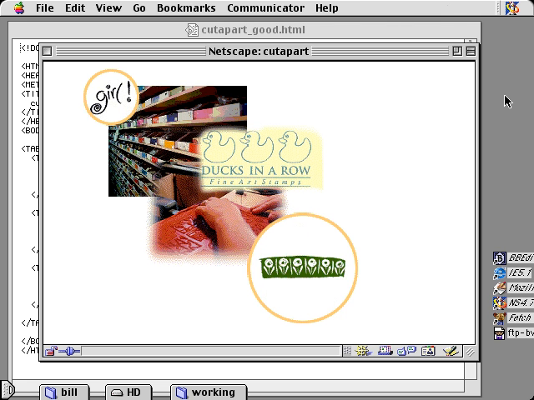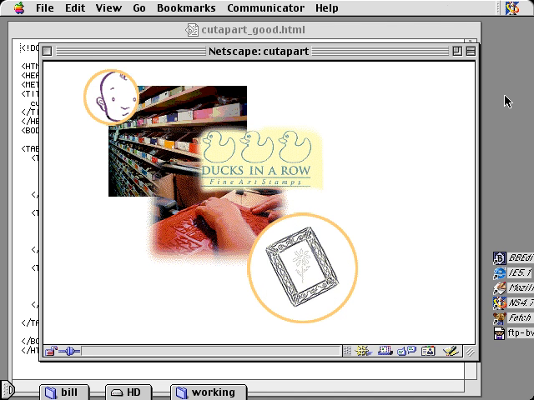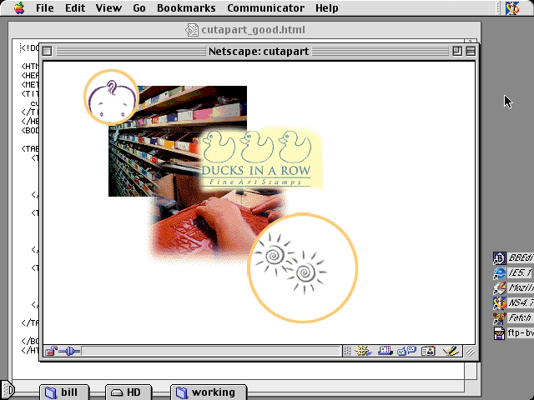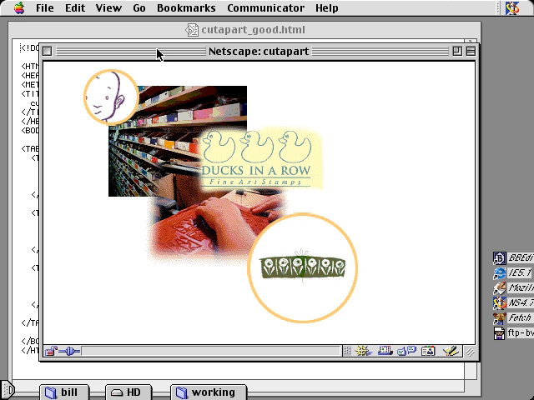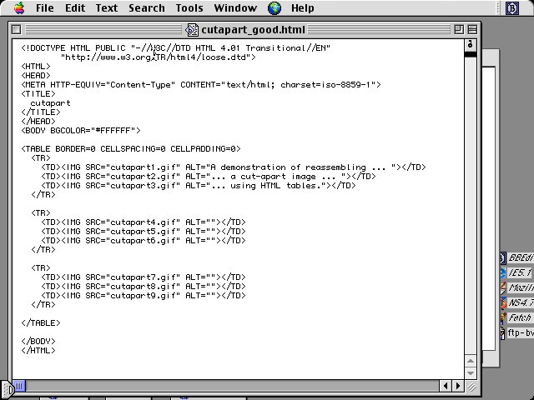One of the most common uses of tables is to align a series of images that are actually broken-apart pieces of one image. One of the most common reasons for this is if some of the images are going to be animated. This page demonstrates that. This is a page from the book I did with my sister, Creative HTML Design. And over here is the document that produces that page.